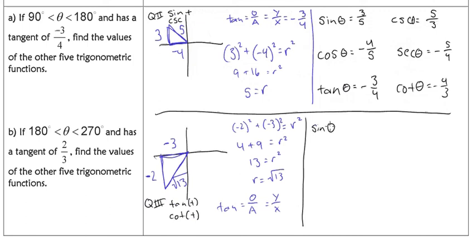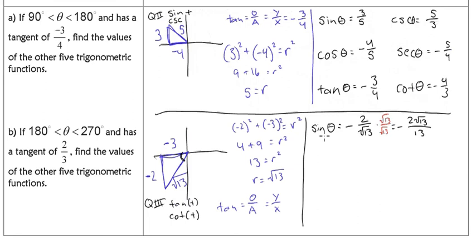Sine of theta, that's our opposite over hypotenuse, so -2 over the square root of 13. And rationalizing that one out, multiply the top and the bottom by root 13, root 13 over root 13. And we get that is going to be equal to -2 root 13 all over 13.